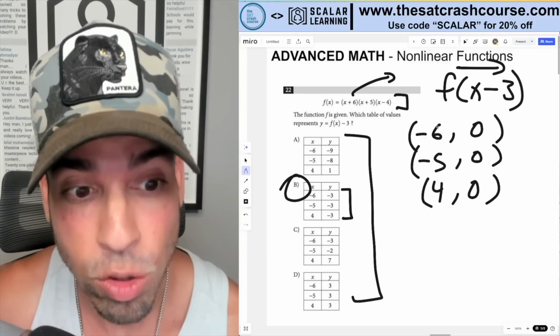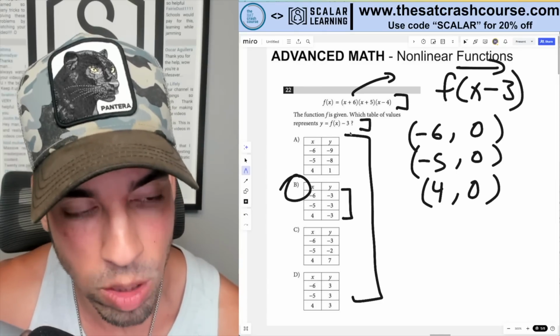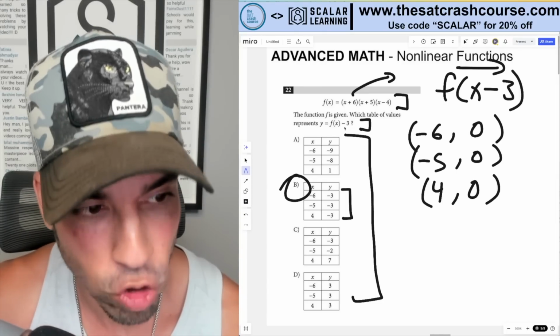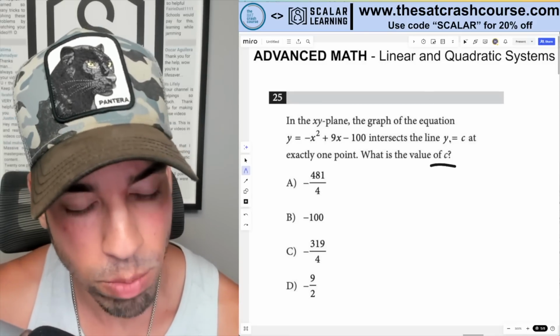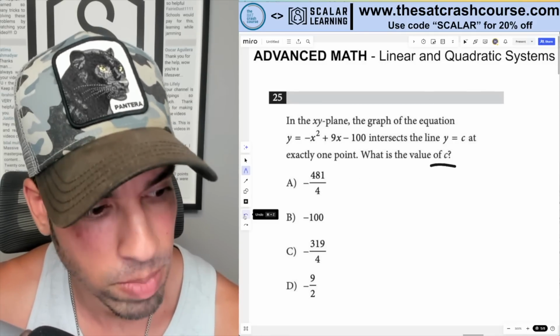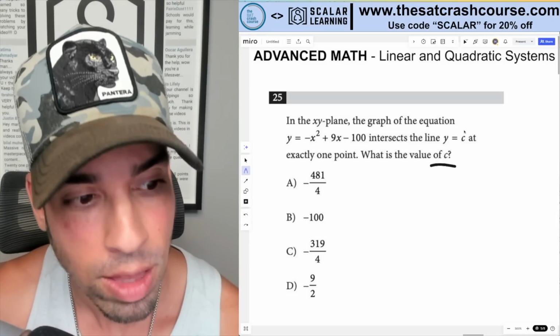So again, yes, you want to be well-versed in how to find the x-intercepts, but I think more importantly in this question, you really want to be familiar with this transformation notation. Now we have an example of a linear and quadratic system problem, and I think we are going to see something like this on the digital SAT as well, or some modified version like this.